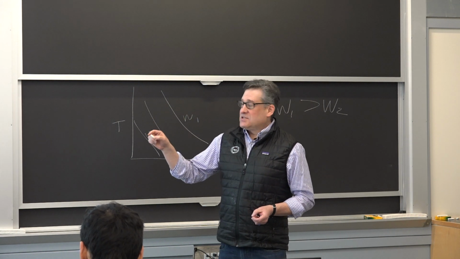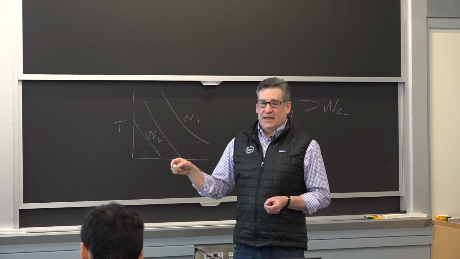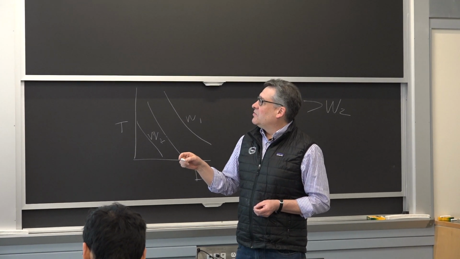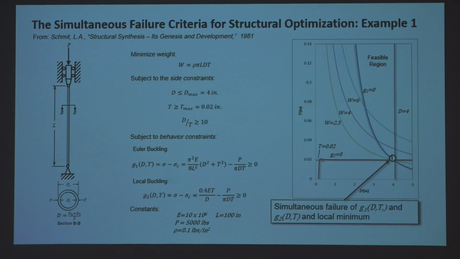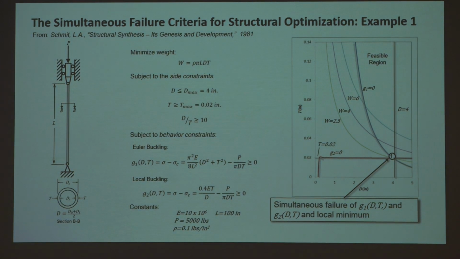You're subject to the constraints of diameter. The diameter can't get bigger than 4 inches, and the tube thickness can't get less than 20,000ths of an inch. And the diameter to thickness ratio, D to T, has to be greater than 10. Those are called side constraints. They're geometrical constraints. We're imposing these. Maybe it's based on what we can buy from the McMaster-Carr catalog or some shop, whatever it is. You're stuck there. You have to stick within those limits.